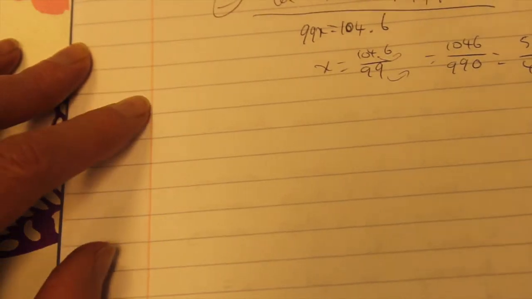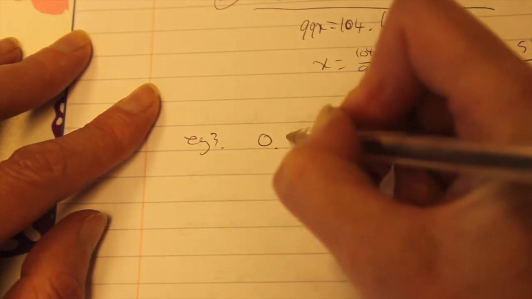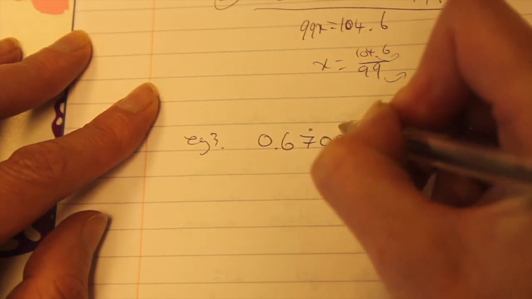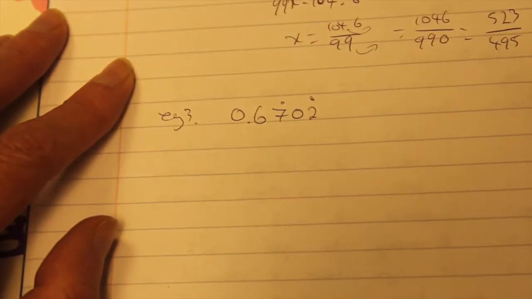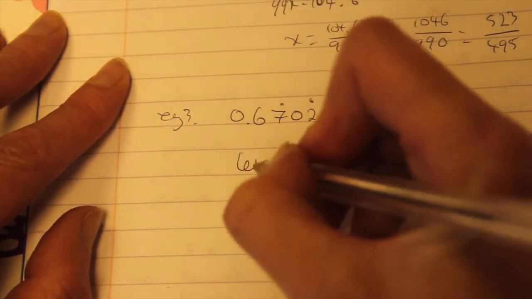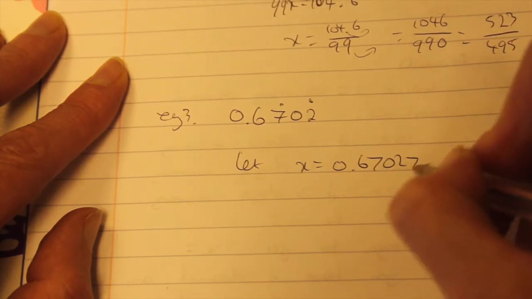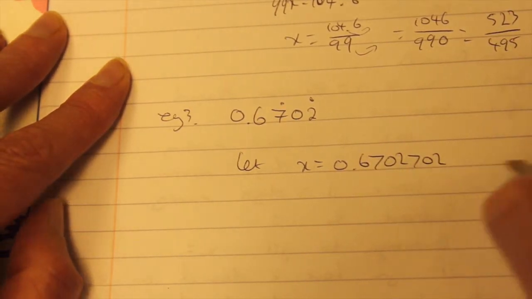And I'll have a go at another one with 3 recurring so you can see what that's like. So for example 3, I'll do 0.6702. Now, first stage, write x. So let x equals 0.6702. Just need to write out a couple of the recurring.